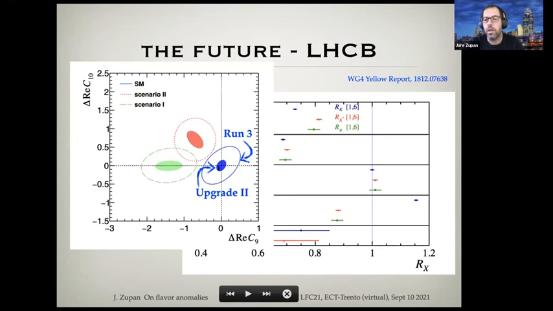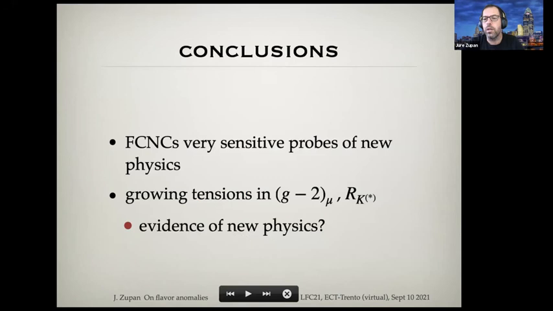So Run 3 versus Upgrade 2 would also be a big jump when you talk about the constraints on the Wilson coefficients, if you can get the theoretical errors also done.